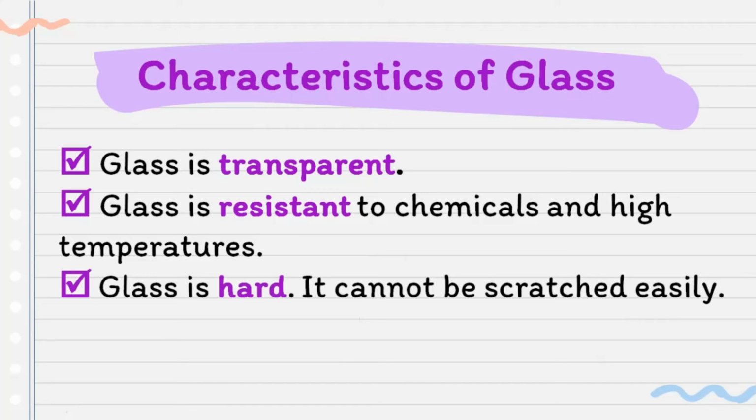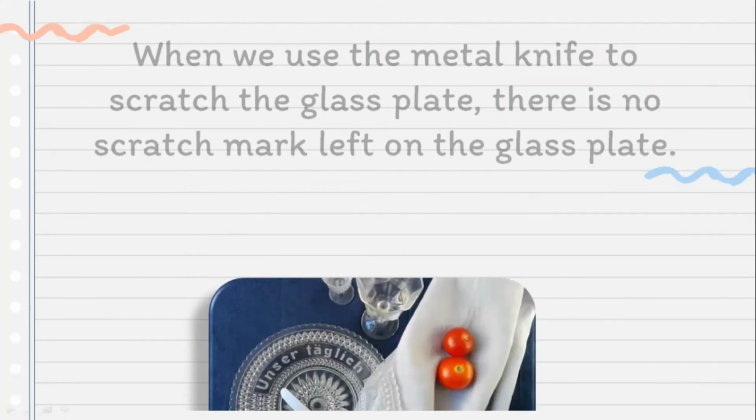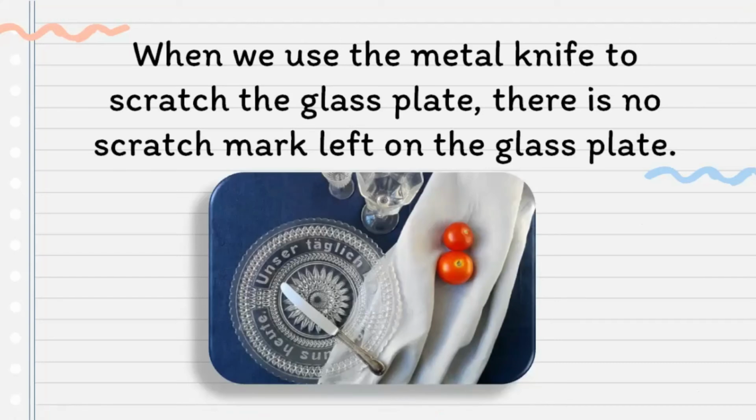Number 3. Glass is hard. It cannot be scratched easily. Just like this glass plate. When we use the metal knife to scratch the glass plate, there is no scratch mark left on the glass plate.